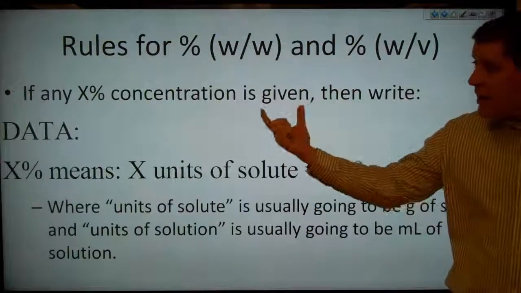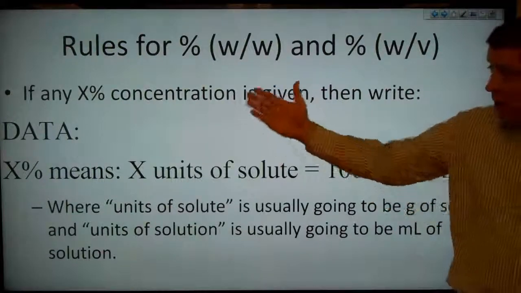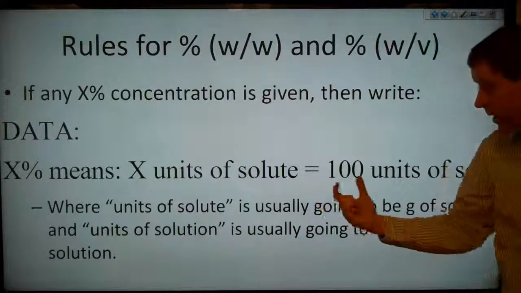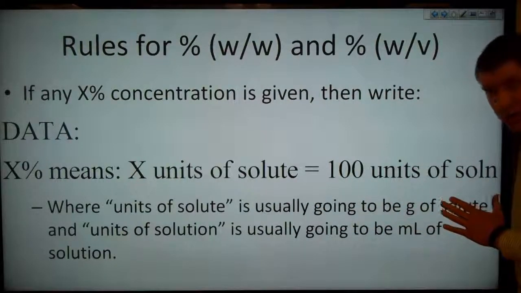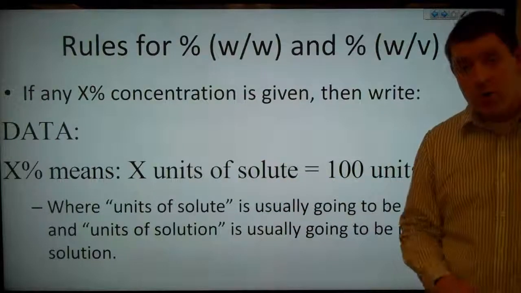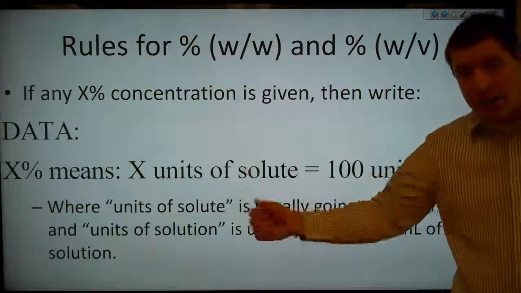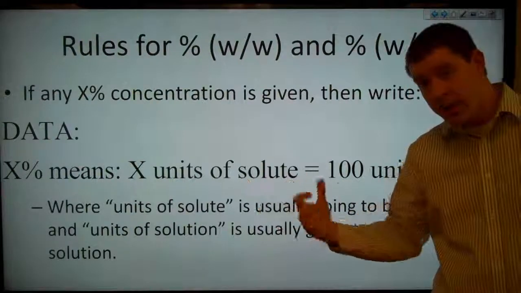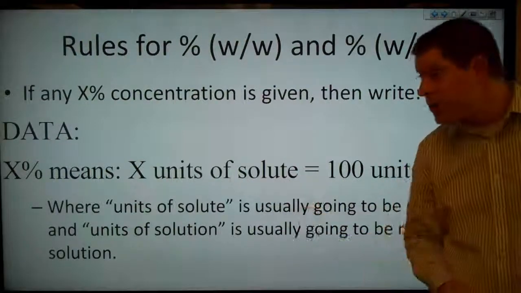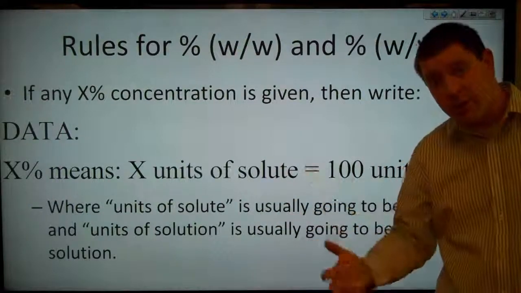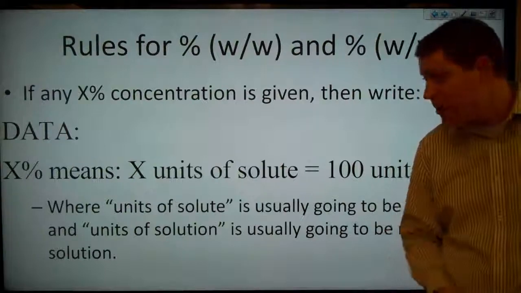And if any X percent concentration is given, then write in your data X percent means X units of solute equals 100 units of solution. Now you should replace units here with whatever units you're using to measure. So if it's mass, then grams of solute and grams of solution. And you should actually specify what the solute is. Don't just write out the word solute. Write the chemical formula of the solute, so sodium chloride or potassium hydroxide, whatever it happens to be.